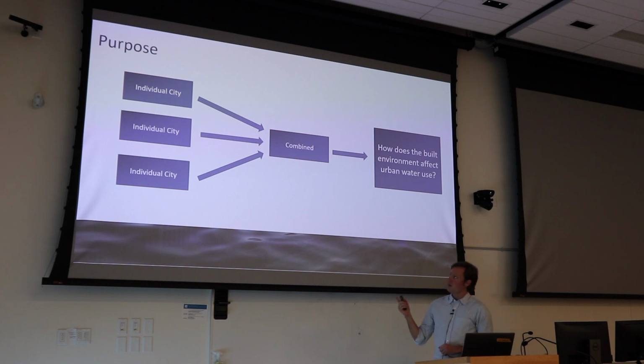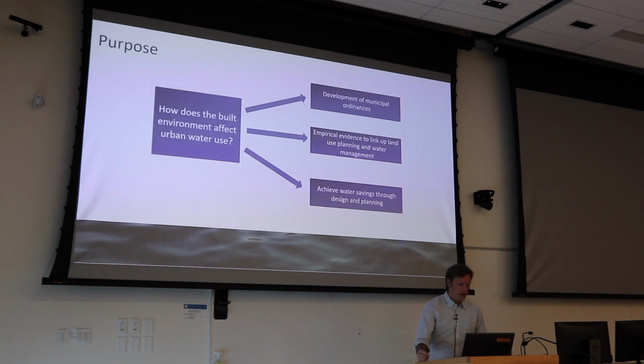What we were able to do then is take data that we had collected from a couple individual cities and combine them into one large data set. We then tried to answer the question, how does the built environment affect urban water use? Because if we know the answer, we can help develop municipal ordinances that can shape development to bring down water consumption. It'll be clear empirical evidence that can help link up land use planning and urban water management. Say, here's why you guys need to work together. And then ideally, we can help achieve water savings through design and planning.